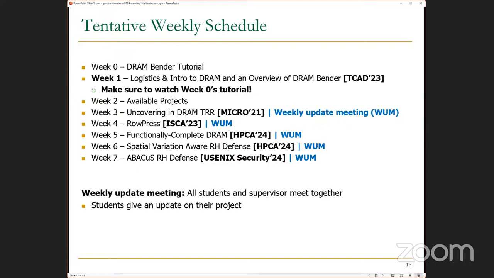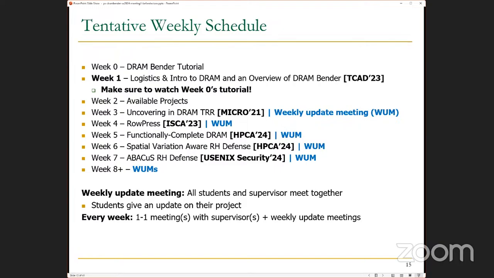And we'll have the weekly update meeting so that everyone will meet together. Every student will give an update on their project, and the goal is to make sure people are making progress. After the paper presentations, or in the following weeks, we'll have weekly update meetings. And of course, other than the weekly update meetings, you should meet with your supervisors on a relatively flexible basis. You and your supervisors will arrange how and when you meet. The goal is to solve the technical issues with your supervisors. Again, this does not replace the weekly update meeting where every student gives a summary of the progress and updates on their project.